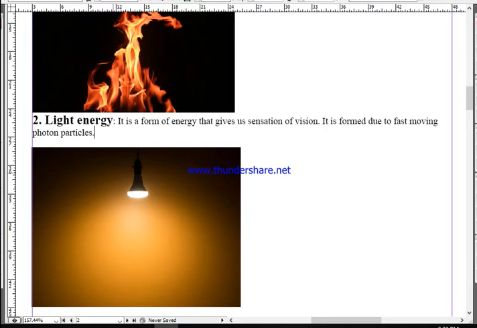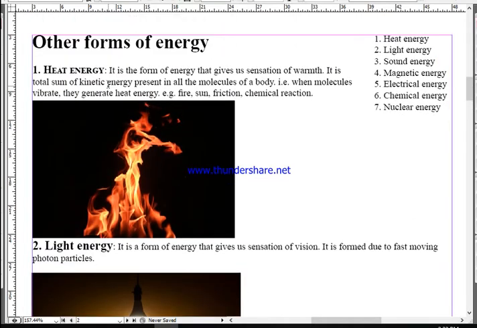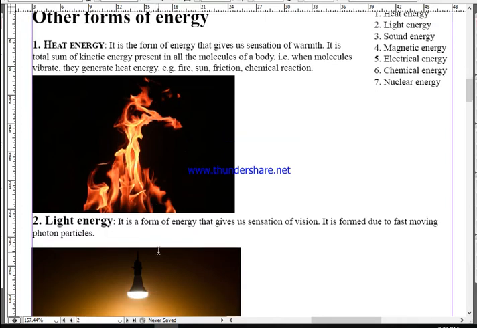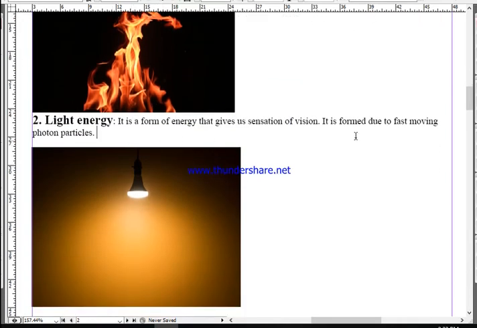When a photon moves very fast, it produces light energy. So it is formed due to fast moving photon particles. You can say it is also a form of kinetic energy, just like heat energy, because it is also formed by motion. When photon particles move, they form light energy, so light energy is also a form of kinetic energy.